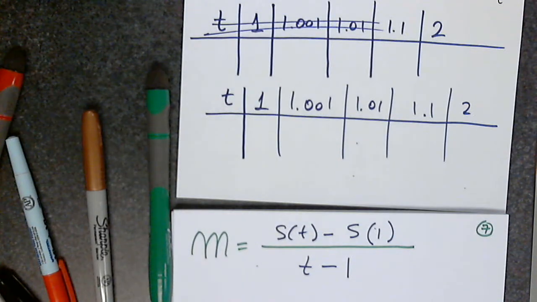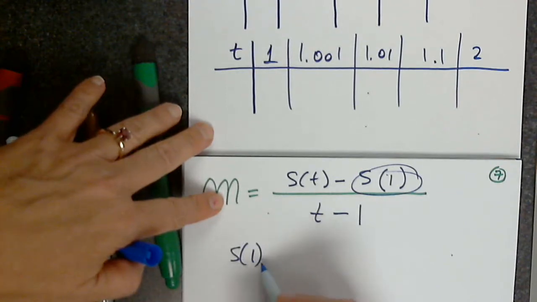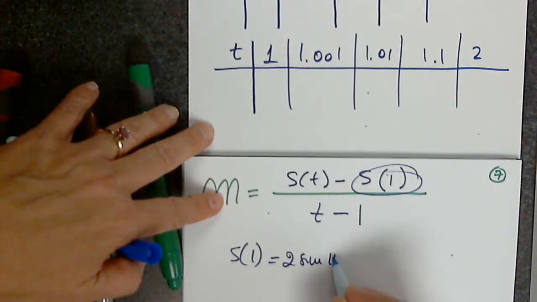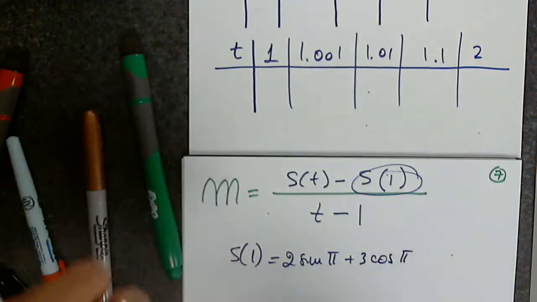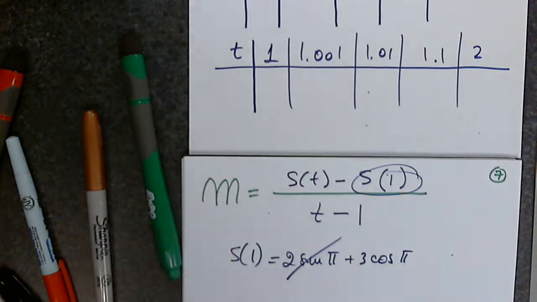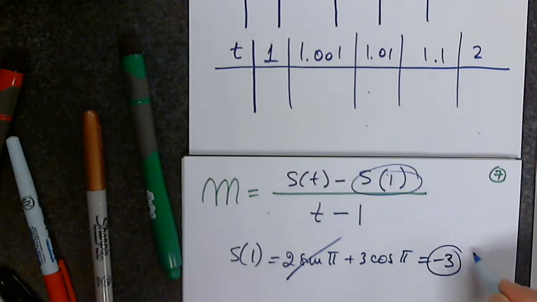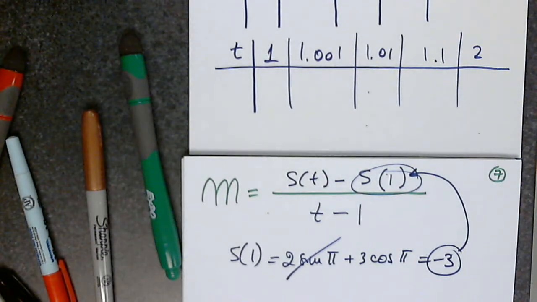How much is sine pi? Maybe I should do this on paper here, because I want to determine this number. So S of 1 is 2 sine pi plus 3 cosine pi. Sine pi on the unit circle is right here: 0. Cosine pi? Excellent. So this is -3. So I will replace this number by -3 from the beginning. With minus in front, it's +3.